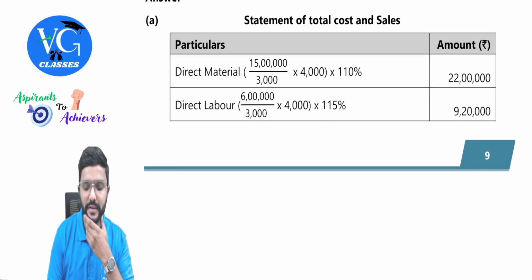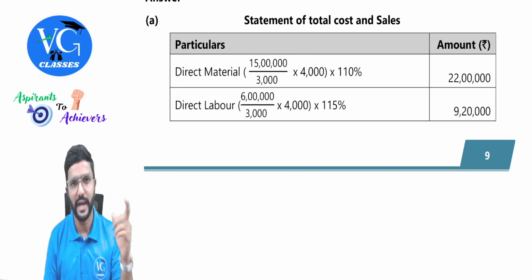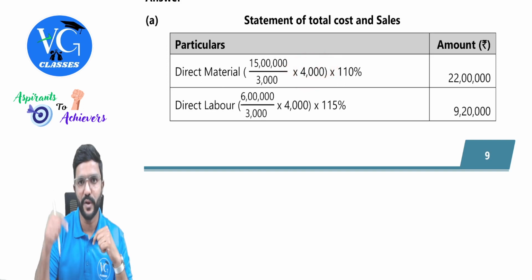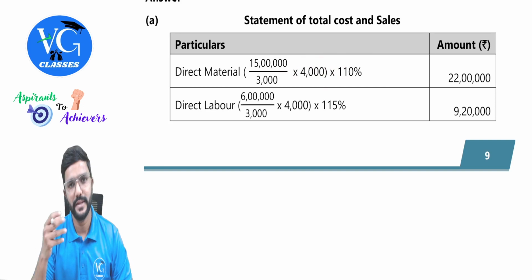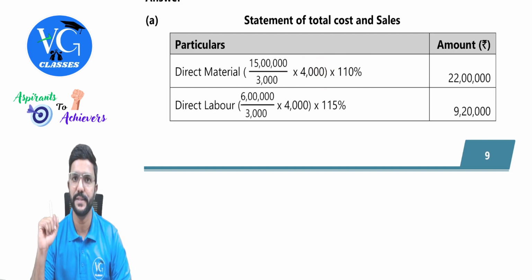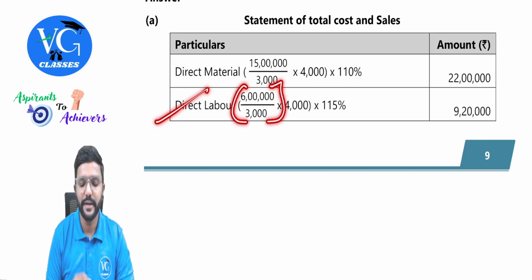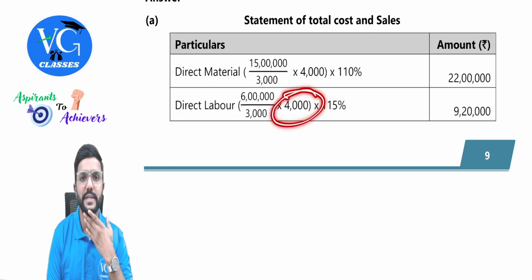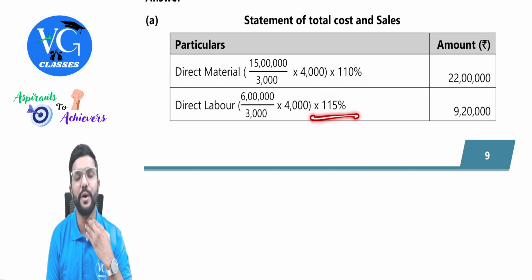So direct material, they are shown here per unit calculation. 15 lakh divided by 3,000. I already explained that. Then into 4,000, that is the current month production for June, into 110. Into 110 is nothing but the increase, guys, because there is a 10% increase. Yes, sir. Then direct labor, 6 lakh divided by 3,000. First, they have calculated per unit how much. Into how many desks are manufactured in June? 4,000. And it has increased by 15%. So they have done into 115.